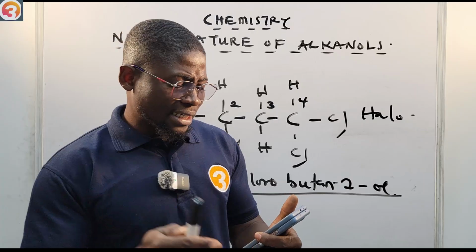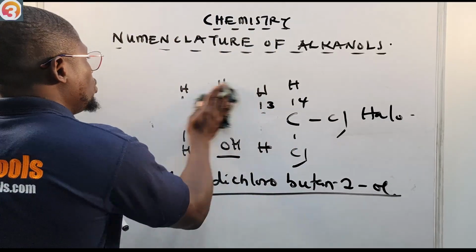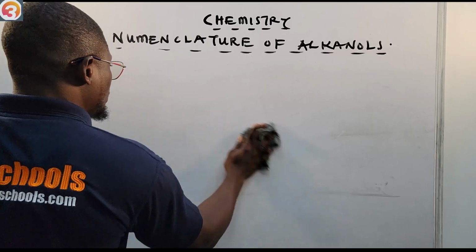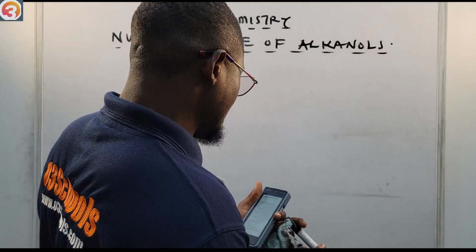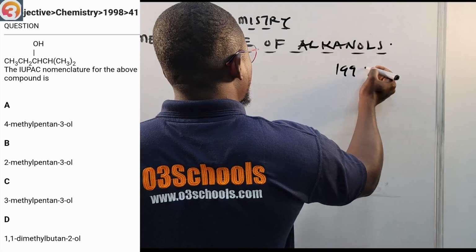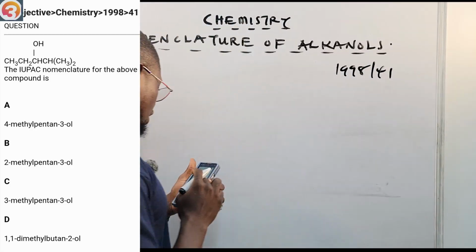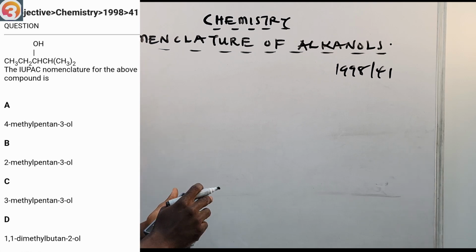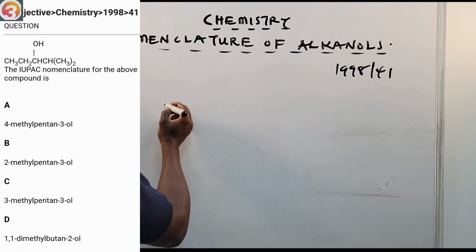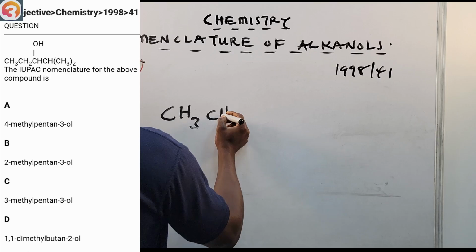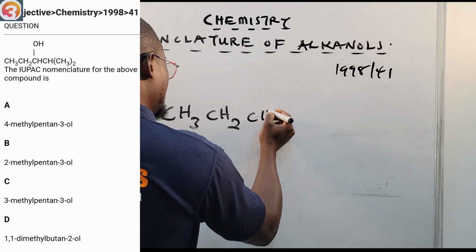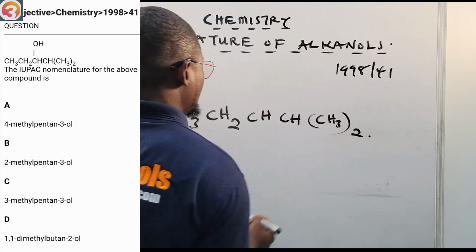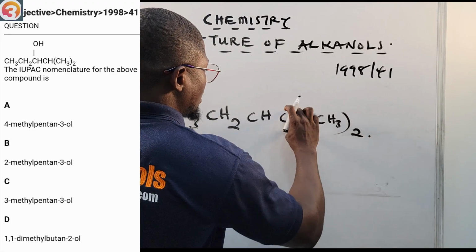There are many more. Let's quickly see one more question here. We're told to name this compound. This is 1998, number 41. The previous question was 2011, number 46. We're given the structure CH3, CH2, then CH, then CH3 twice, to show that these 2 methyl groups are on this carbon.